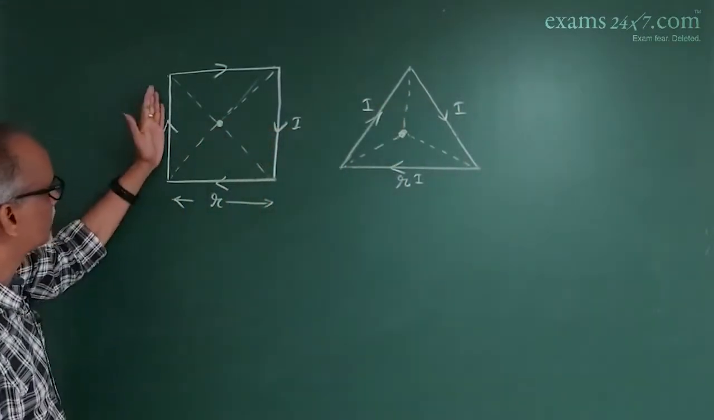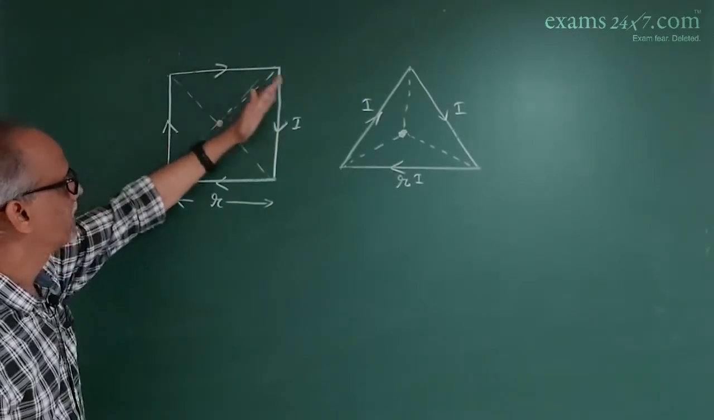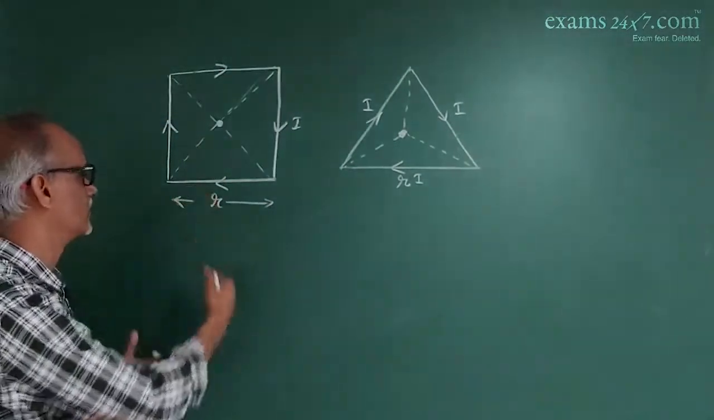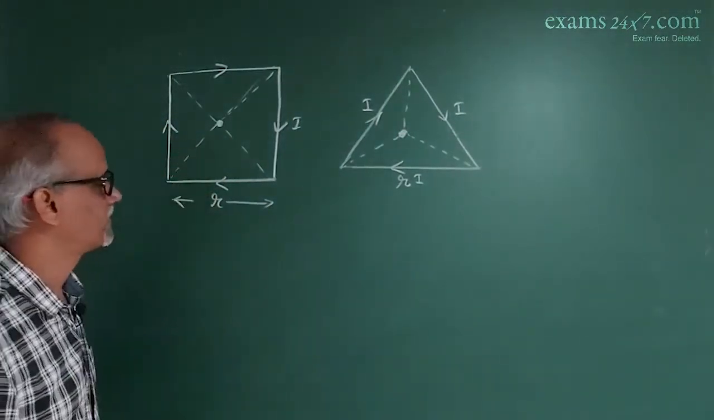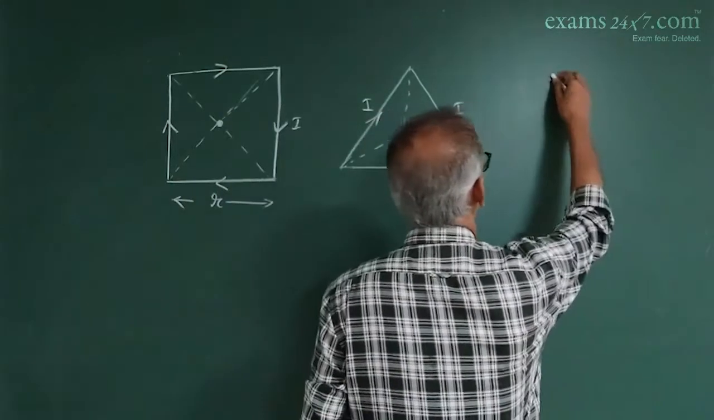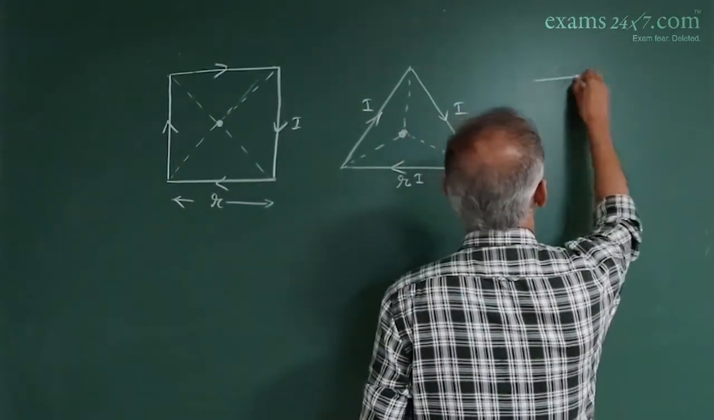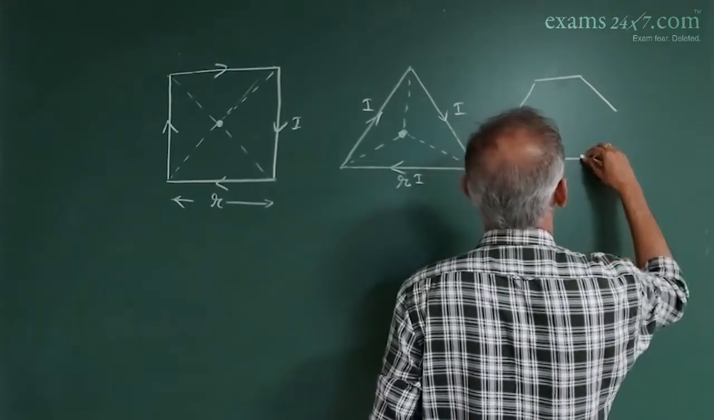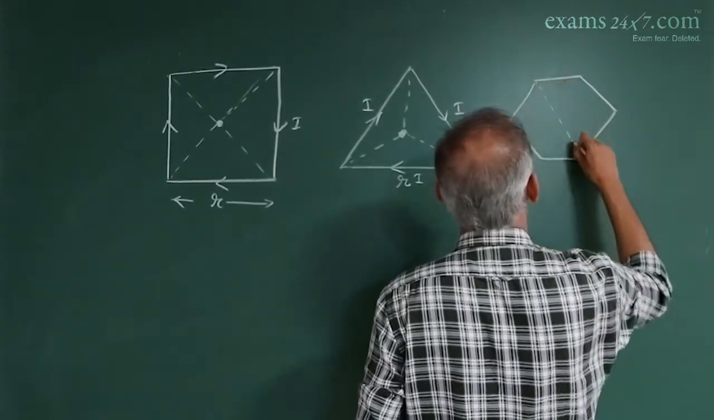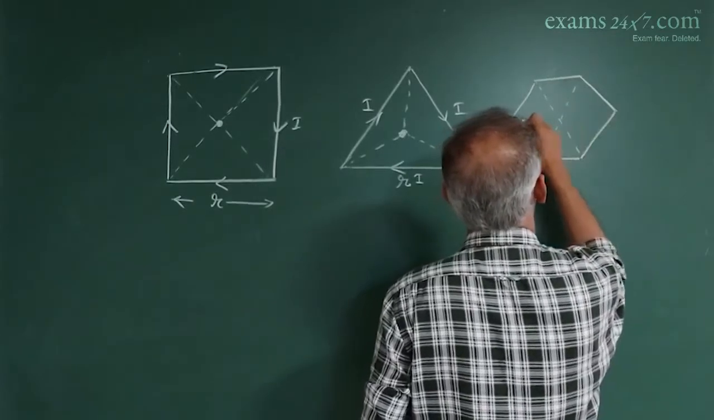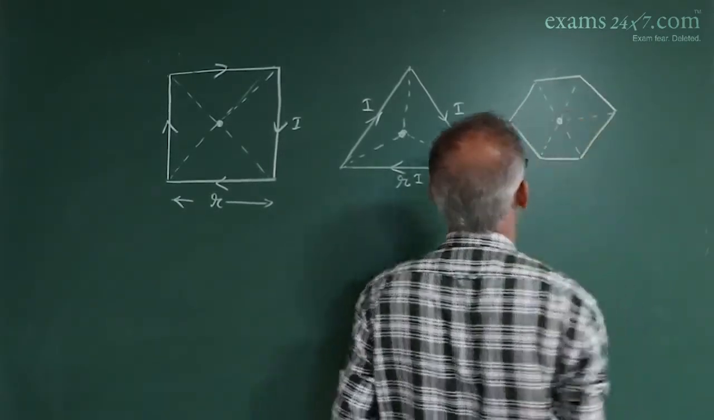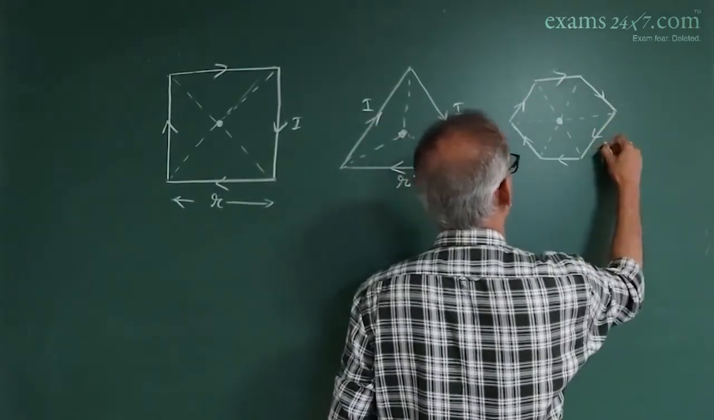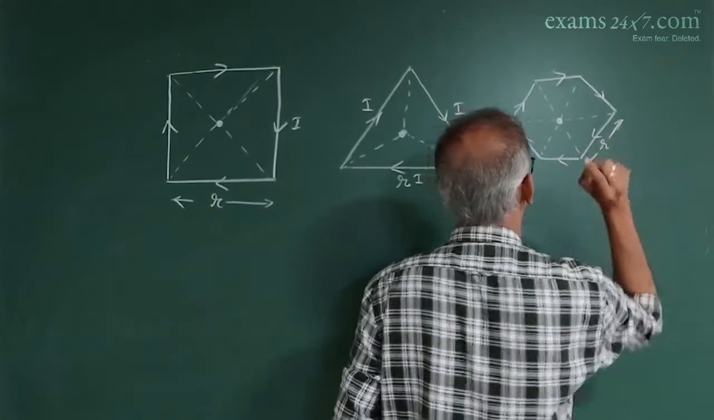So here each conductor produces a magnetic field, and when all the 4 conductors produce the magnetic field, they will be in the same direction and get added up to give the net magnetic field. Similarly, we have the regular hexagon. So what is the magnetic field at the center of a hexagon whose side is equal to R?